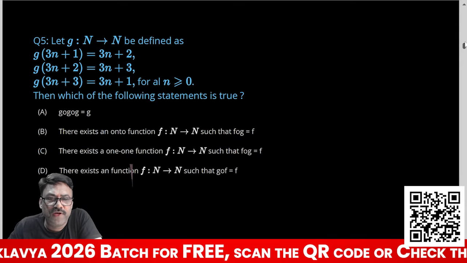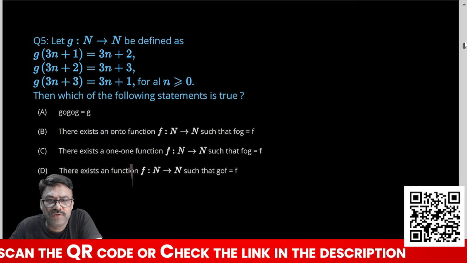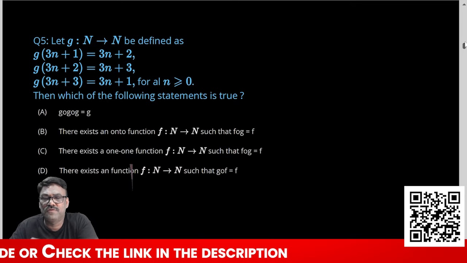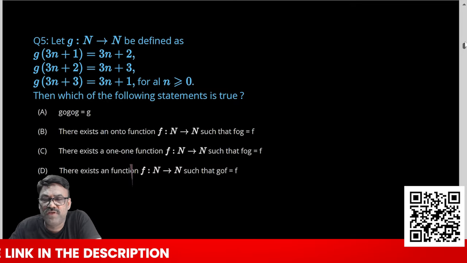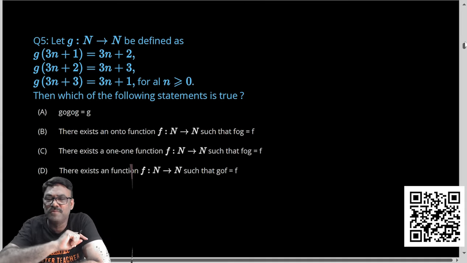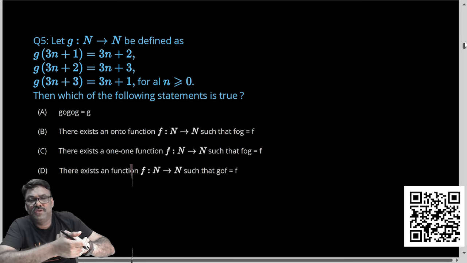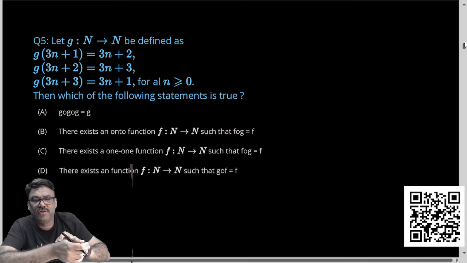So they have defined a function g from N to N, natural number to natural number, where g of 3n plus 1 is 3n plus 2, g of 3n plus 2 is 3n plus 3, and g of 3n plus 3 is 3n plus 1. Actually it is cyclic order, for all n greater than or equal to 0. Now you have to check which option is true here. So I have to check the options one by one.